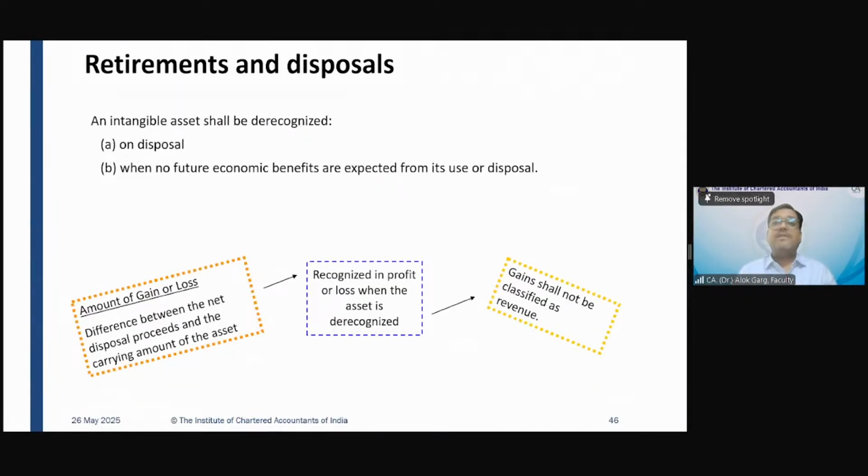So derecognition: an intangible asset will be derecognized when it is actually sold off or when no future economic benefit is expected, right? So what is the amount of gain or loss? Your sale proceeds minus carrying value, and that will go to other income or other expense. It will not go to revenue from operations, right?